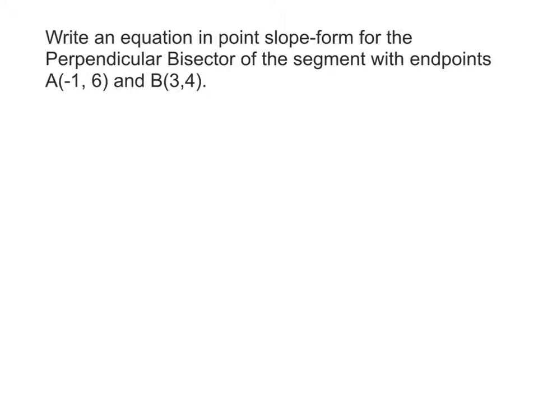This is a continuation of 5-1, where you're going to have to write an equation in point-slope form for the perpendicular bisector of the segment with endpoints A(-1, 6) and B(3, 4). So make a graph and plot those points A and B on your graph.